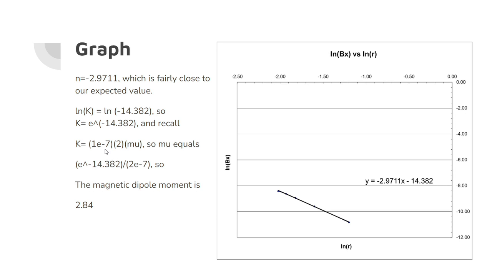Well, we established k to be equal to mu naught over 4 pi, which is equal to 1 times 10 to the negative 7th, also times 2 because it's on axis, and then times mu. So we're able to solve for mu from that. Our magnetic dipole moment from this equation is 2.84.